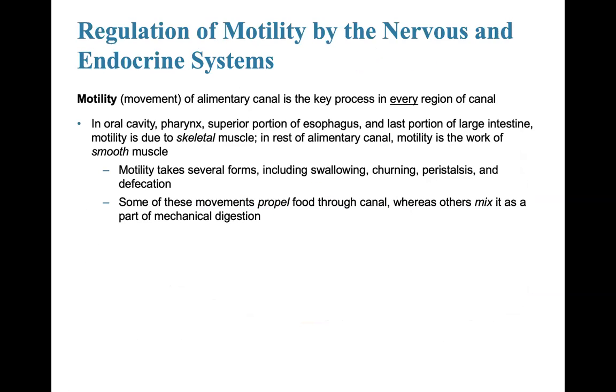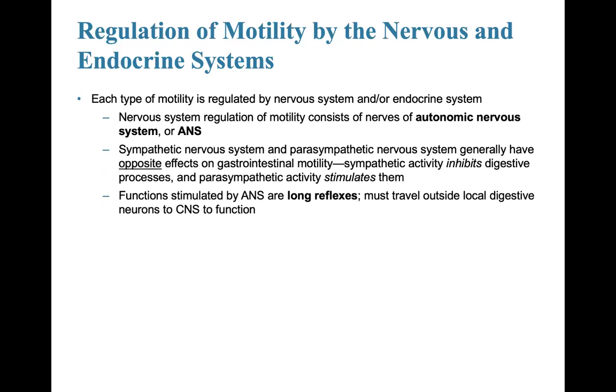Now, motility and movement along the GI tract is a key process in every region of the canal. In the oral cavity, pharynx, superior portion of the esophagus, and last portion of the intestines, motility is due to skeletal muscle. In the rest of the GI tract, motility is the work of smooth muscle. Motility takes on several forms, including swallowing, churning, peristalsis, and defecation. Some of these movements will propel food through the canal, whereas others will mix it as part of the mechanical digestive process. Each type of motility is regulated by the nervous system and/or the endocrine system.